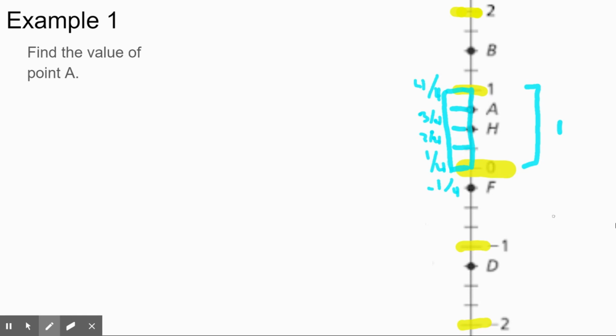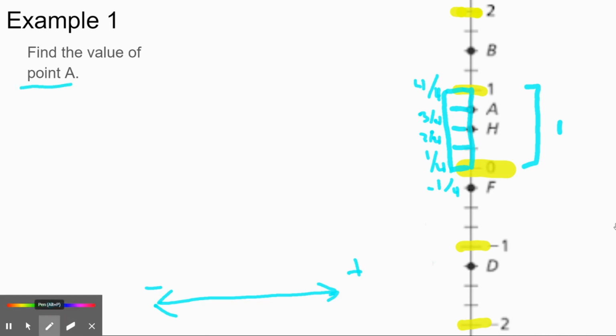Additionally, remember that some number lines are vertical, like this one. Some of them are going to be horizontal. Doesn't matter. Same ideas apply. Remember that this is the negative end, this is the positive end. So, going back to what we're actually trying to do, we're trying to find the value of point A. So we're going to figure out where is point A. Well, it's right here. And we know that it's going to be less than 1, but greater than 0. It's somewhere in between these two values.